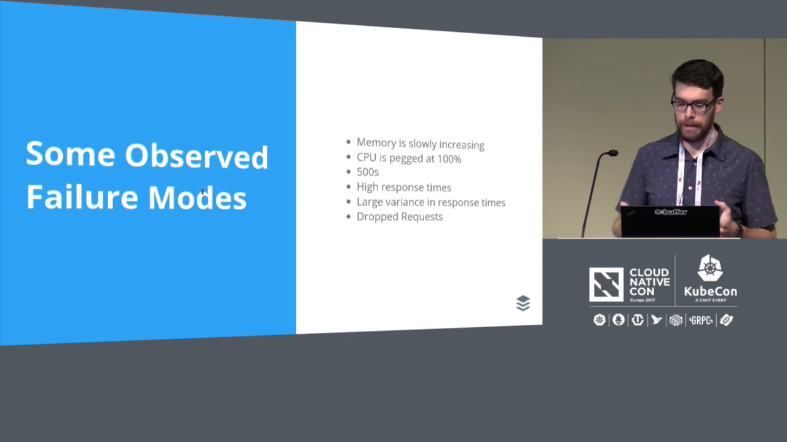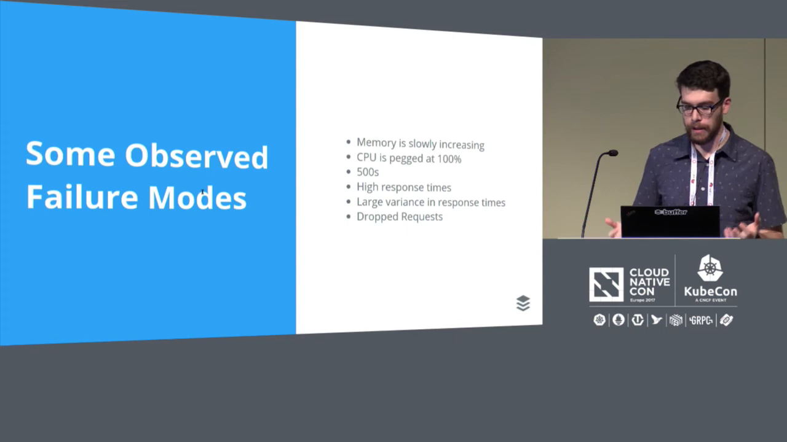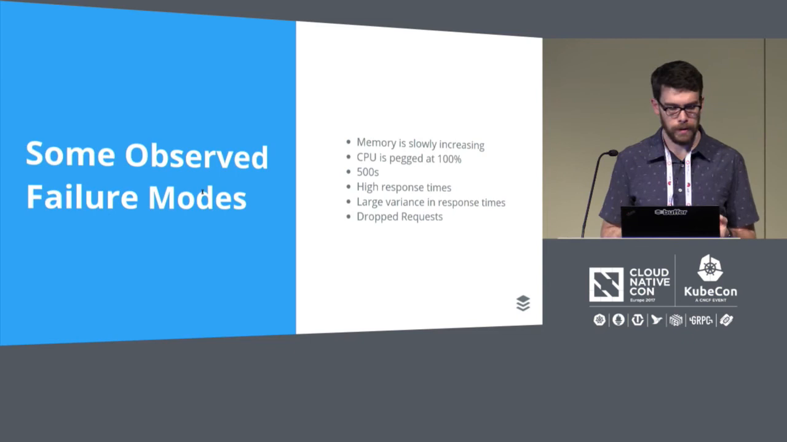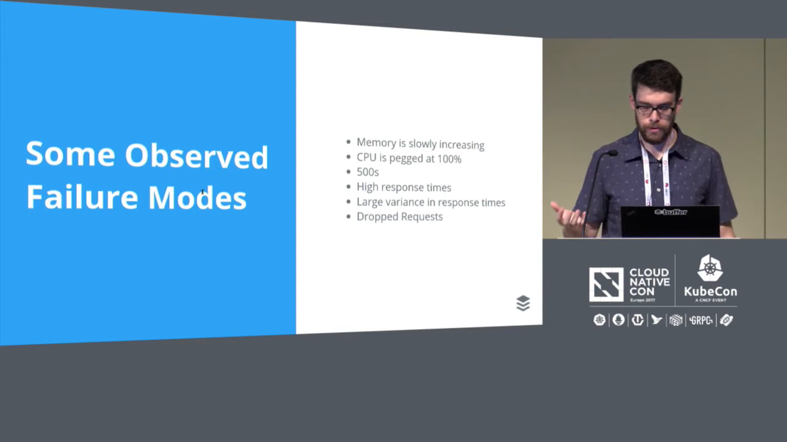We've also seen 500s and high response times. A little more interesting is when you see large variance in response times. We had a cron job running that was causing one of these, and it was pretty interesting to catch that. Dropped requests are also another common one.